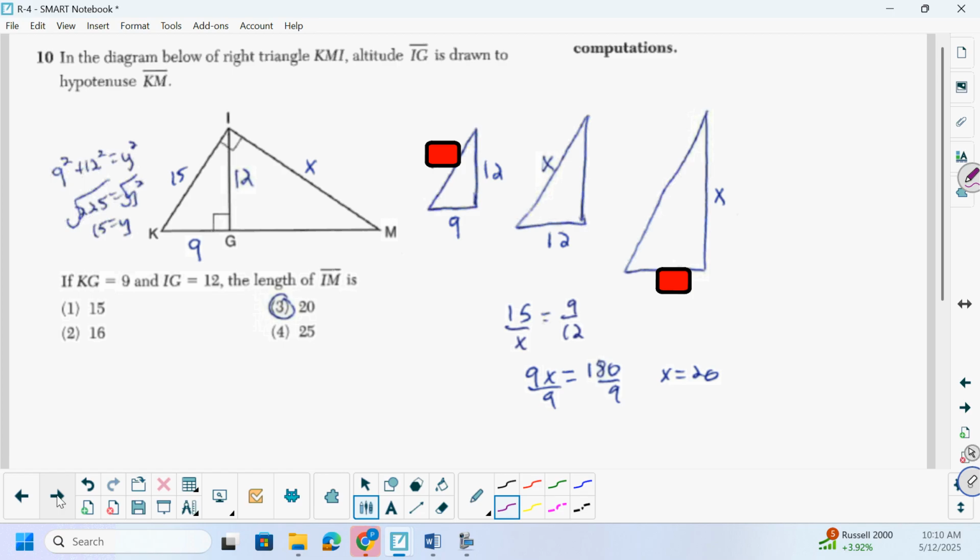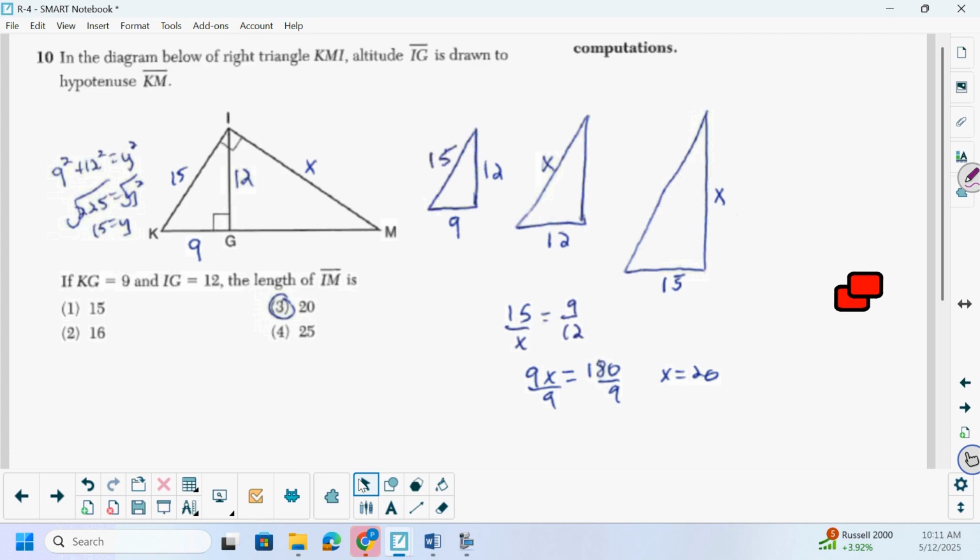All right, in 10, I drew my three triangles oriented the same way. The values you can see there are the ones that were given in the problem. So the first thing I did, because there was not enough information to find x as it currently was, I did Pythagorean theorem in the small triangle to get that IK was 15. So we now have 15 as that hypotenuse and 15 as the short leg in the huge triangle.